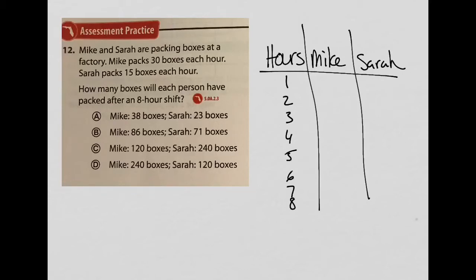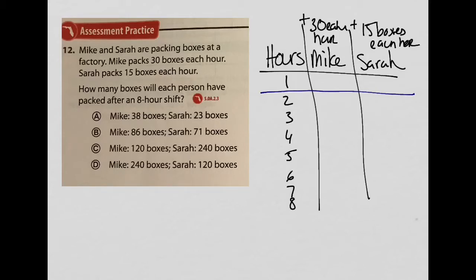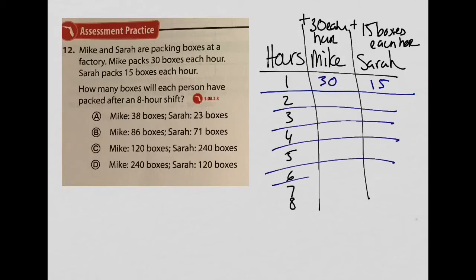So we have Mike packs 30 boxes each hour, and Sarah's doing 15 boxes each hour. So those are going to be our rules. So we're going to add 30 each hour for Mike, and we're going to add 15 each hour for Sarah. So hour 1, starting with our rule, in 1 hour, Mike packs 30 boxes, and in 1 hour, Sarah packs 15 boxes. So I would count by 30 all the way down the table for Mike's amount, and I would count by 15, adding 15 each time, for Sarah's amount.